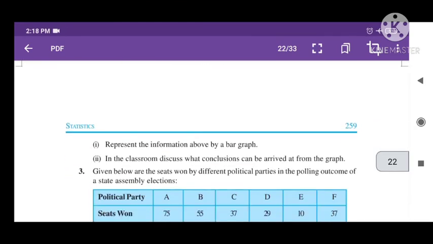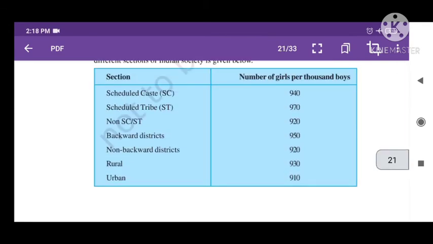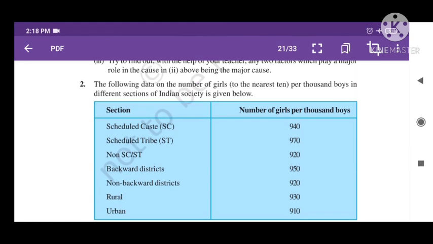The first question: we need to represent the above information by a bar graph, and in the classroom discuss what conclusion can be arrived at from the graph. So in the classroom we need to discuss that. You know how to draw the bar graph. I told you the maximum numbers you have to take on the y-axis, and the remaining reason we need to take on the x-axis. So here I take the different sections of Indian society as the x-axis, and the number of girls per thousand boys as the y-axis.